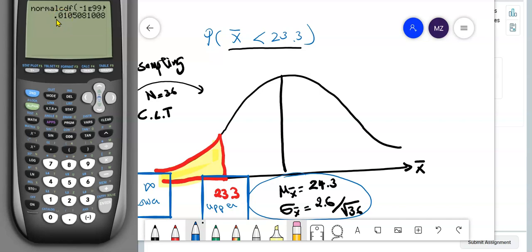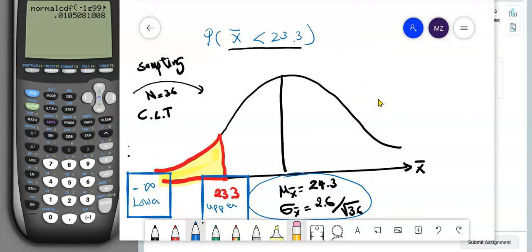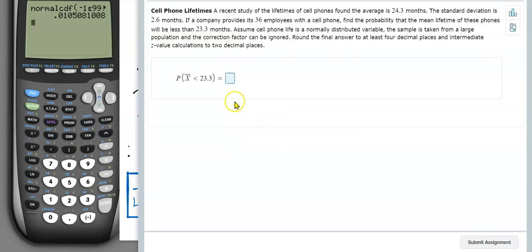So the probability you're looking for is 0.0105. So this area that you're looking for is 0.0105 here, and this should be your answer. Okay, let's plug it in. 0.0105. So that's basically it. No intermediate values, nothing, right? So again, I hope this will help.